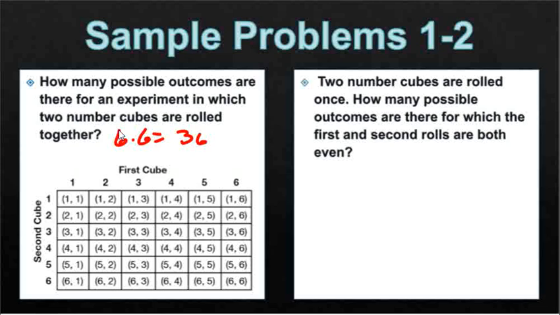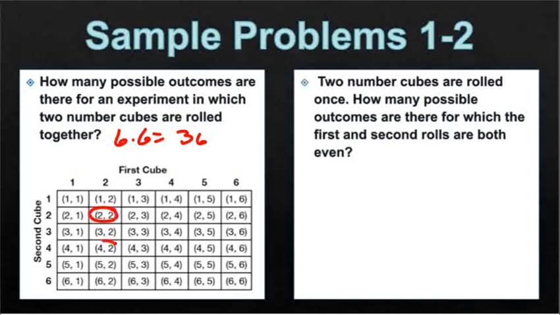It says two number cubes are rolled once, just like you see in the diagram there to the left. How many possible outcomes are there for which the first and second rolls are both even? So we need to find out how many with the first roll where the solution is even. Now if I use my diagram, both number cubes have to be even numbers.